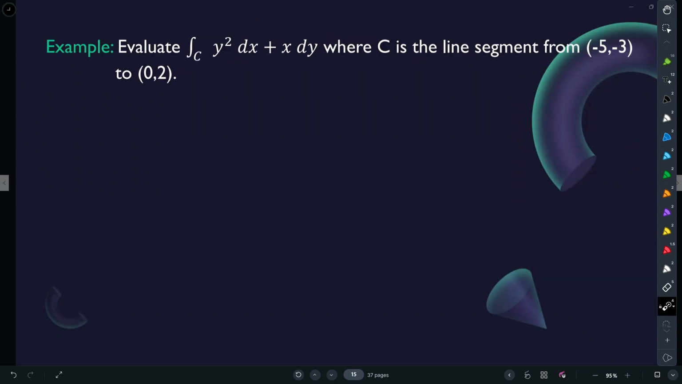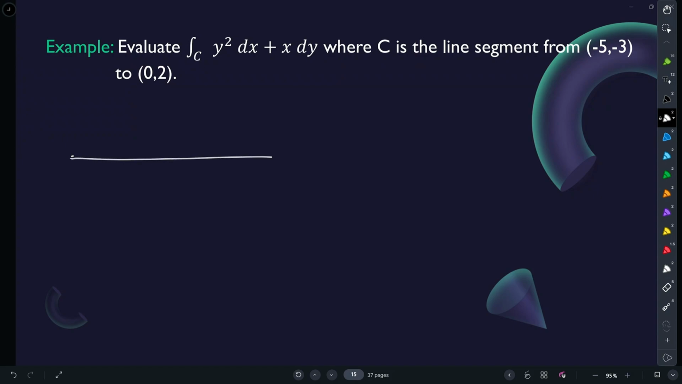Okay, so let's try to evaluate one of those. We're going to evaluate the integral of y squared dx plus x dy, where C is the line segment from minus 5, 3 to 0, 2. So first of all, where is that path from 0, 2 to minus 5, 3? That's not going to fit here.